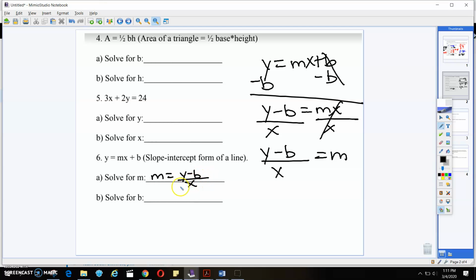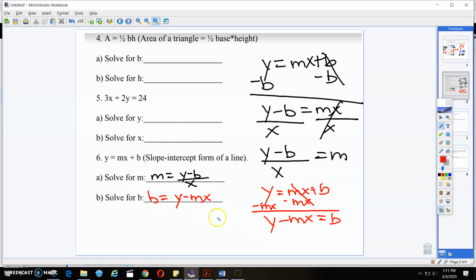Yep. Now we solve for b. So when you solve for b, you're going to get y equals mx plus b. And if you're trying to get b by itself, all you're going to do is subtract that mx. Y minus mx. Okay, so y minus mx equals b. So b equals y minus mx.